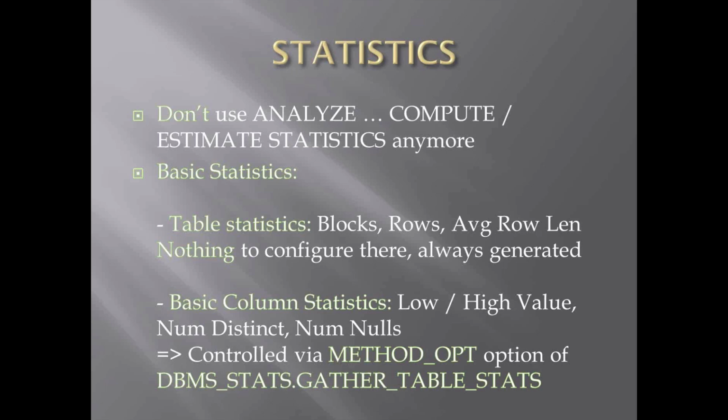Then statistics. If you gather statistics or Oracle gathers statistics automatically, then you get basic statistics, which are table statistics: blocks, rows, average row length, and there's not much to say or configure about these table statistics. These are always generated. But for the column statistics, you already have to differentiate. You have the basic column statistics that are the low and high value, the number of distinct values, and the number of nulls for each column. And you control this via the method_opt parameter of the gather_table_stats call.